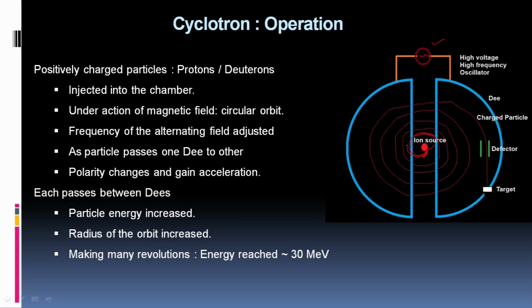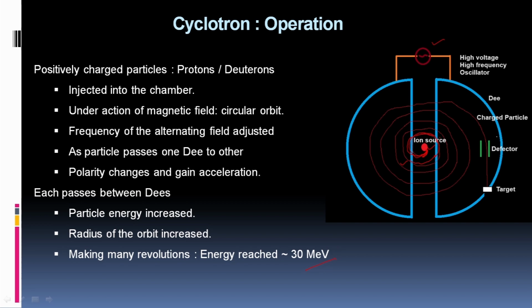Now, if a positively charged particle is placed here, and we have a negatively charged D, when this particle comes out of this D, the second D again changes its polarity to negative, so it is attracted towards this D and it gains acceleration. So each time it passes between the Ds, the particle energy increases and the radius of the orbit also increases, and after making many revolutions, the energy reaches up to 30 mega electron volts.